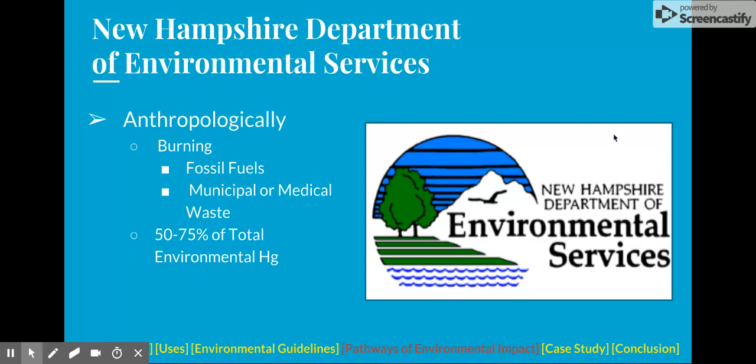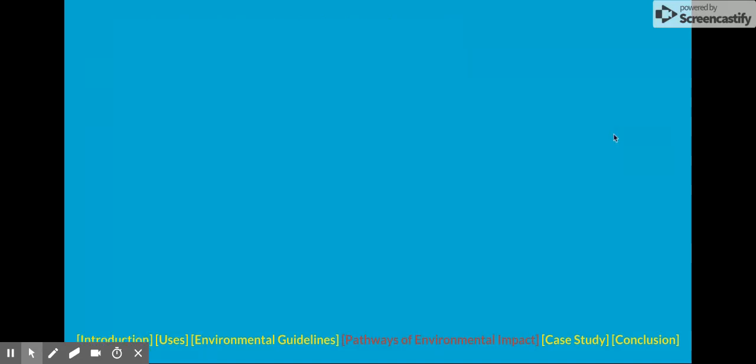Anthropogenic, or human-introduced, ways mercury enters the environment include the burning of fossil fuels and municipal or medical waste. 50 to 75% of environmentally induced mercury is due to these human activities. This is an issue because once mercury is introduced into the environment, it generally stays in the environment.